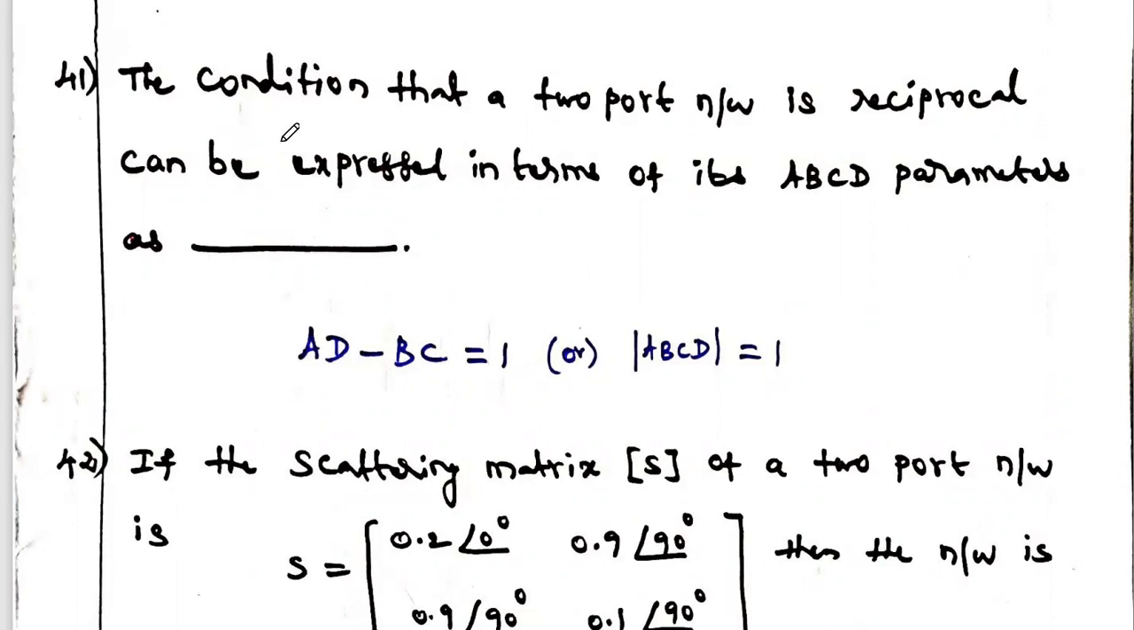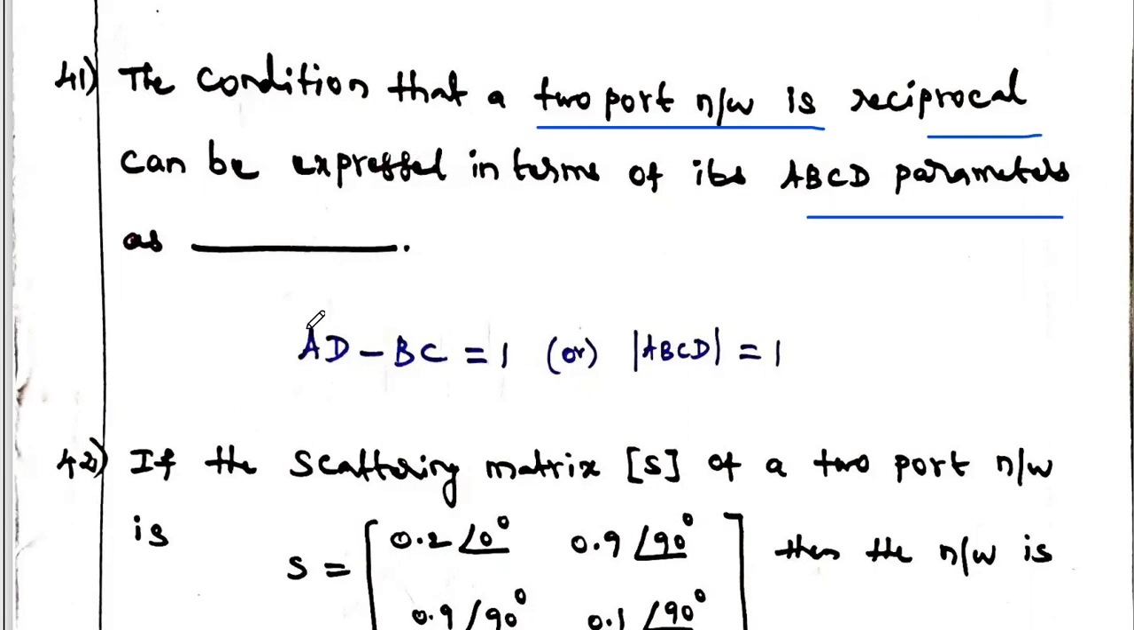So the first question: the condition that a two-port network is reciprocal can be expressed in terms of the ABCD parameters. If a two-port network is to be reciprocal in terms of ABCD parameters, what is the condition? The condition is that AD minus BC equals 1. The ABCD matrix has four values A, B, C, D, so the determinant of that ABCD matrix is equal to 1, which is nothing but AD minus BC equal to 1.